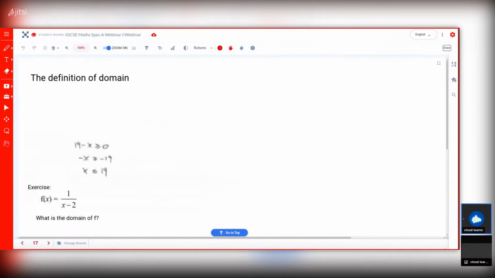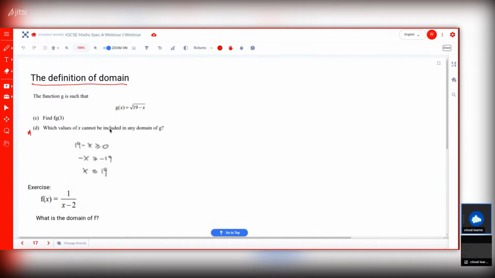Page 17. All right. Amazing. We've got the function g is such that g(x) equals square root of 19 minus x. Find f of g, fg of 3. Okay, so this one's referring to part D and understanding the definition of domain.